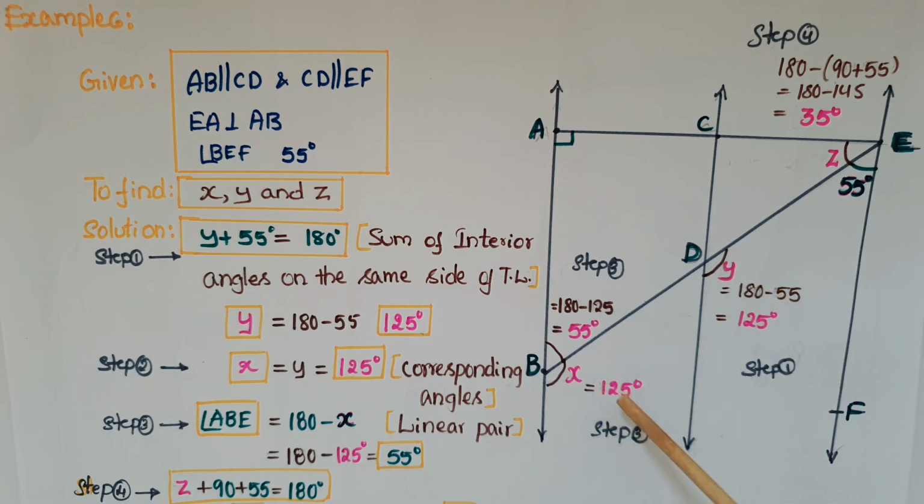So x is 125. And again if you see here, there is a linear pair. So x plus this angle is 180. So this angle is 180 minus 125, that is 55 degrees.